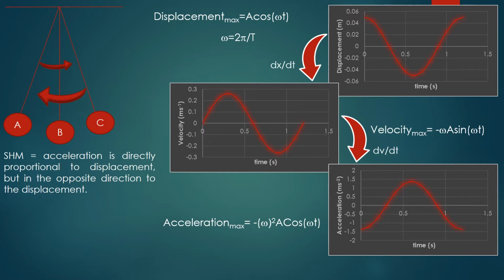So according to the graphs of displacement and acceleration, you can see they are both cosine graphs, so proportional to one another, but they are 180 degrees out of phase, so always act in opposite directions.